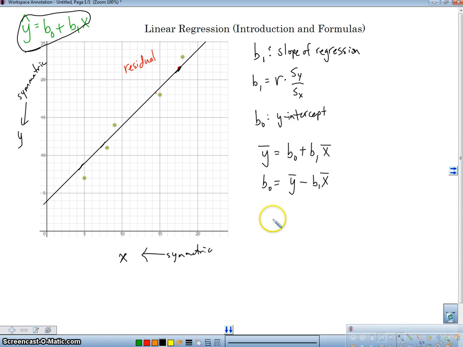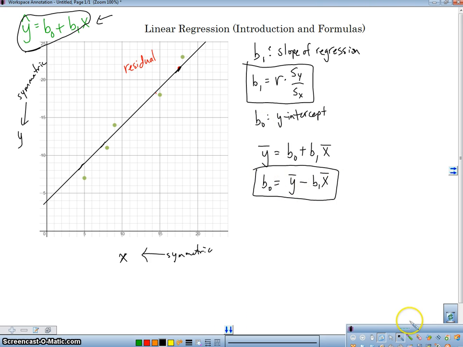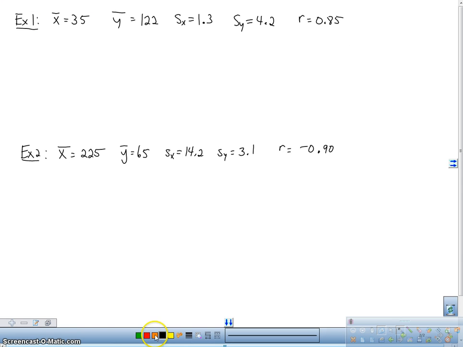So what I want to do is use these two formulas to show you how we would calculate and determine this regression equation using some summary statistics. Okay, so let me go on to an example. Here we've got two examples. I've got some summary statistics: x bar, y bar, the standard deviation of x, the standard deviation of y, and my correlation coefficient.